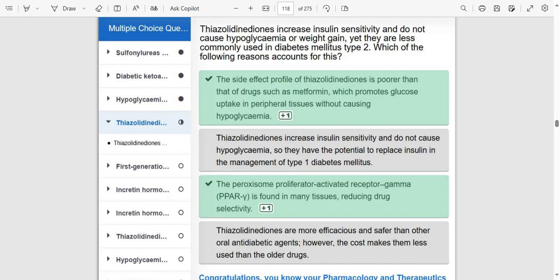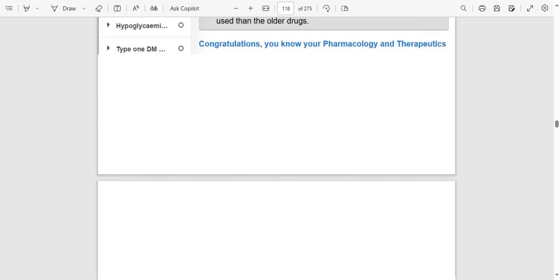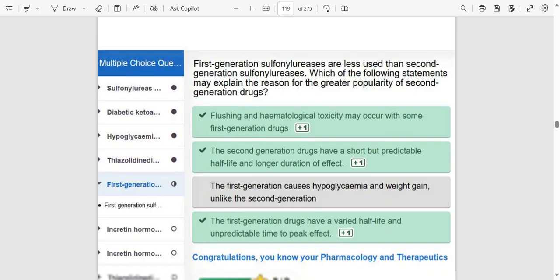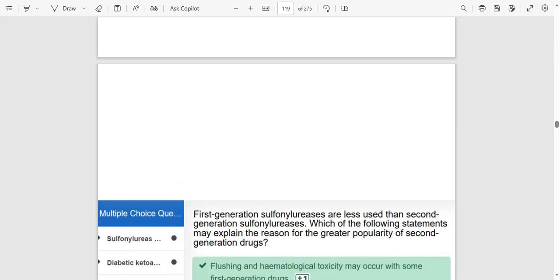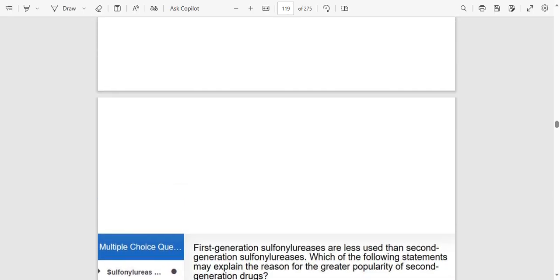TZDs are more efficacious than others, of course, that's a joke. First generation sulfonylureas are less used than second generation. Which of the following statements may explain the reasons for the greater popularity of the second generation? Okay, let someone just comment on that before you even look at the options they've given. You can even give it generally.